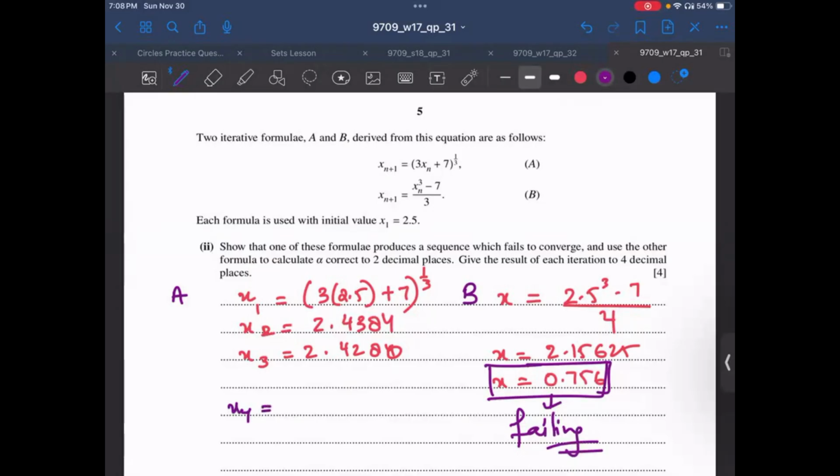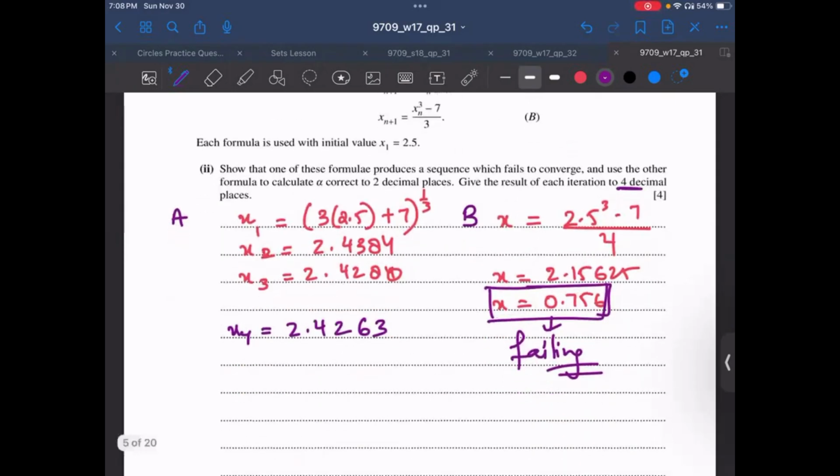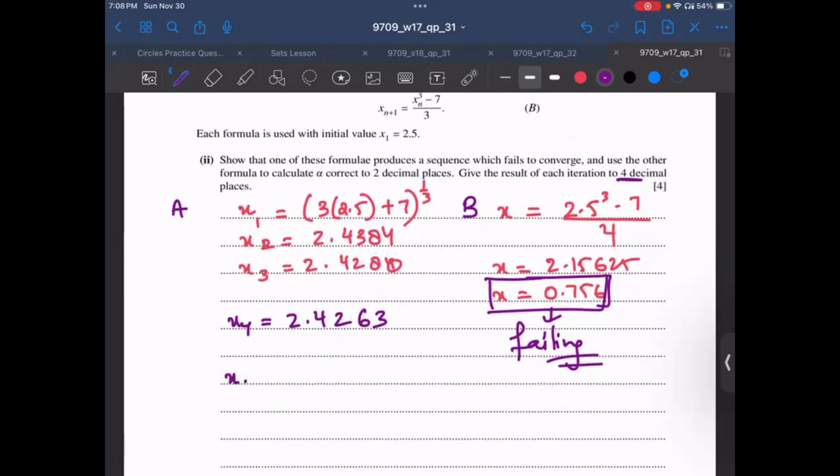So we'll substitute 2.428, so 2.428 times 3 plus 7, and then when we cube root the answer, we get 2.4263, and then we find the next value. And we also have to make sure that we give all of our iterations to 4 decimal places. So the next value, we'll again substitute this in place of x, multiply by 3, then plus 7, and cube root the answer, we get 2.4260.